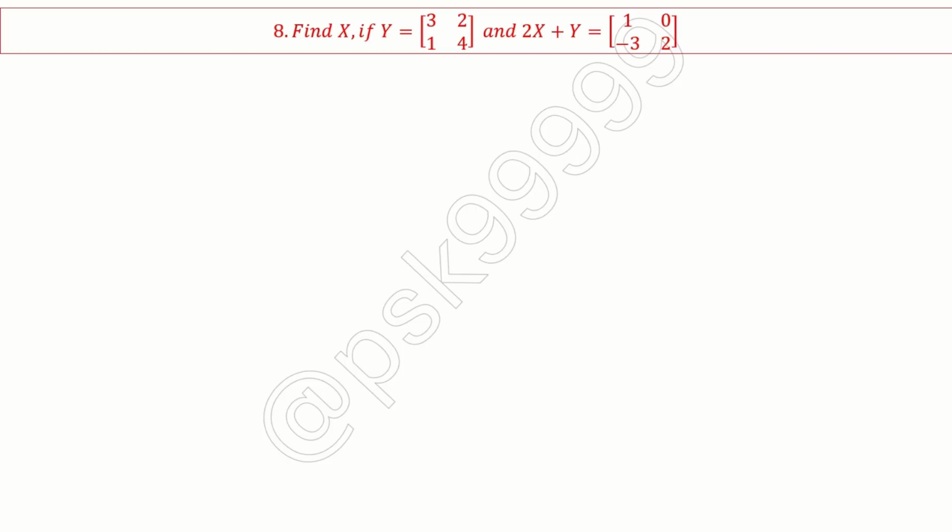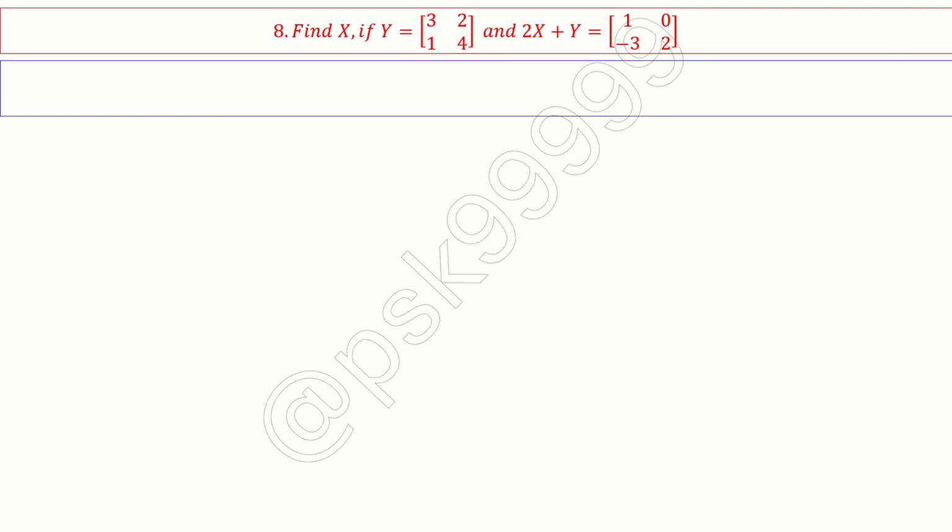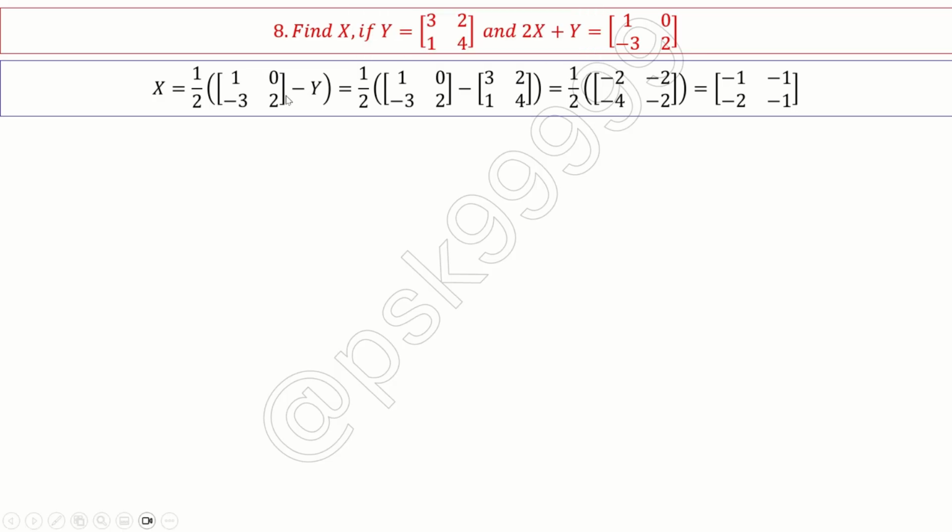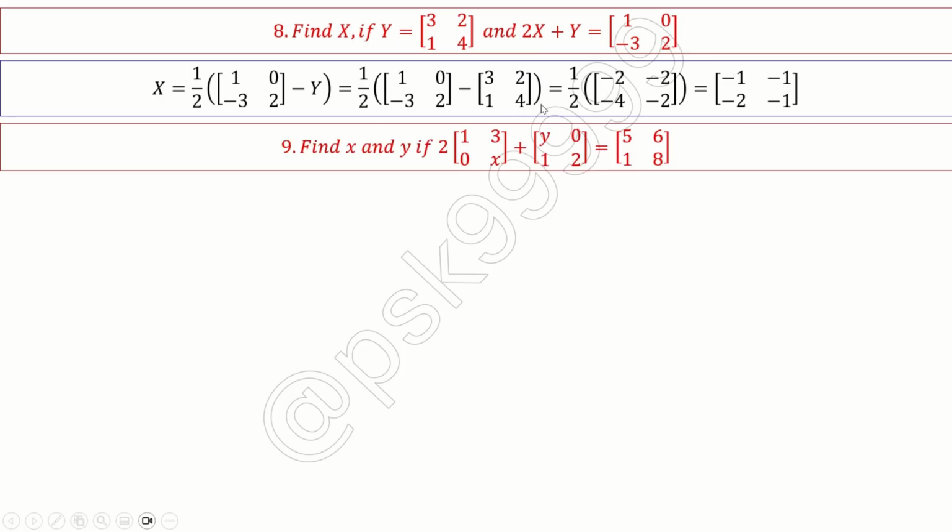Okay, another one, y is given, 2x plus y is given, find x. Okay, so y you replace first and take it to the other side, you'll get negative, correct? Minus y. Okay, 2x equal to half times the sum of these matrices minus y, correct? So just substitute, you will get the answer.